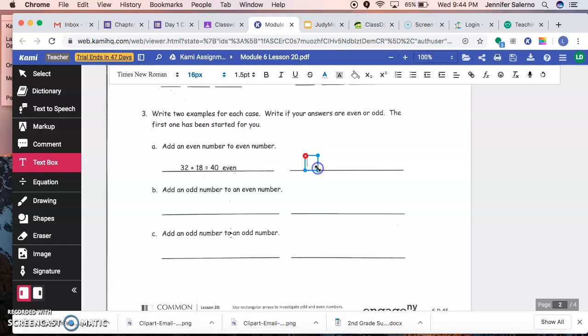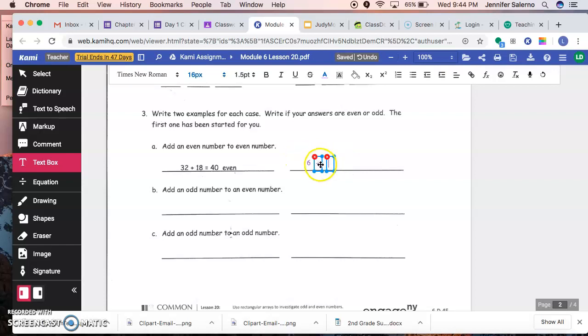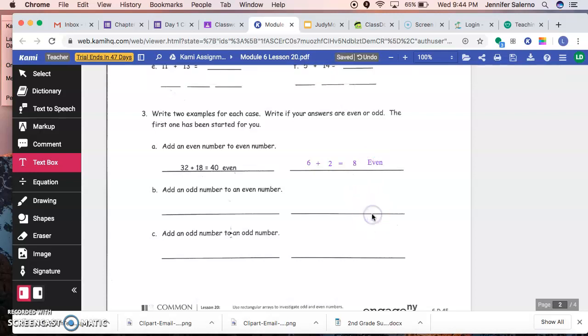So all they want me to do right now, they're telling me I need to choose any even number. So I'm going to choose 6. And then they're telling me that I now need to put my plus sign. And now I need to add it to another even number. So I'm going to choose 2. And that's going to equal 8. And then next to it, all I have to put is if 8 is an even or odd number. Again, we know that 8 is an even number, so I'm putting even.